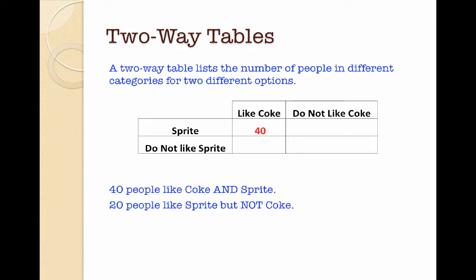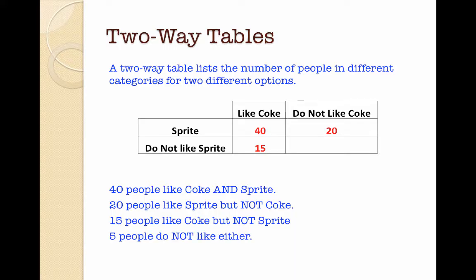20 people like Sprite, but not Coke, which means that 20 needs to go into the row that likes Sprite, but in the column that does not like Coke. What about 15 people that like Coke, but not Sprite? Well, 15 needs to go into the column that likes Coke, and also in the row that does not like Sprite. Finally, 5 people don't like either. That means that 5 people are going to go into the bottom right hand corner.